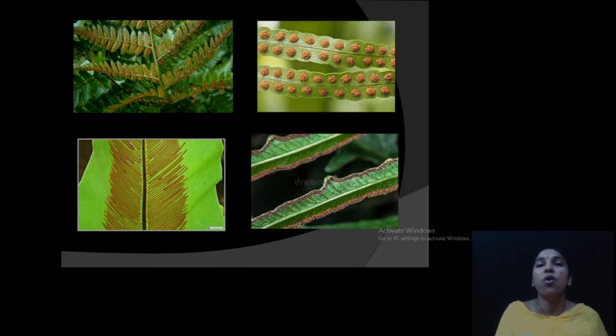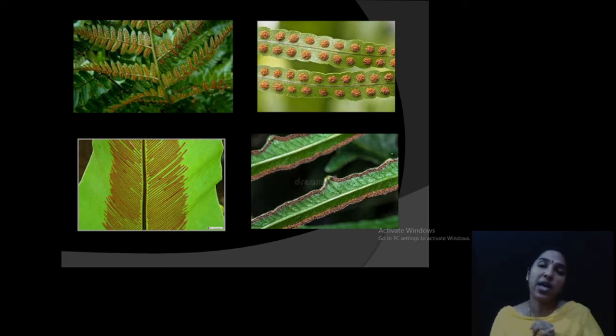Just now, if you walk around your home or your campus, you can see some pteridophytes. Just look at the leaves and observe where spores are attached. See, this is a way of spore attachment. This is another way of spore attachment. This is another way. This is marginal, from the margins only. So, different ways of attachment of spores are present.